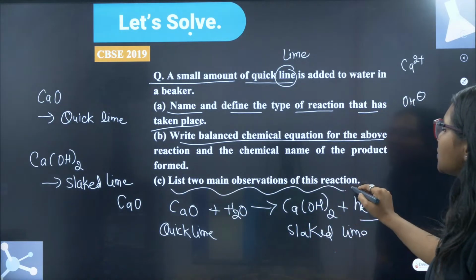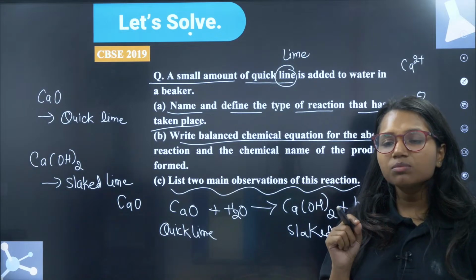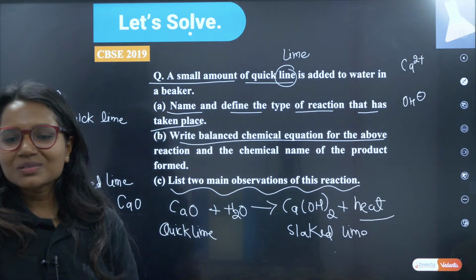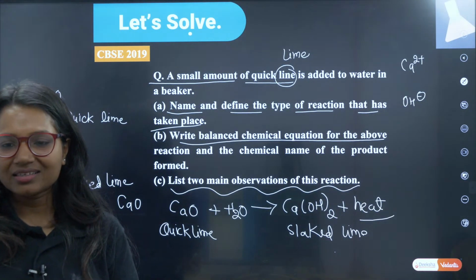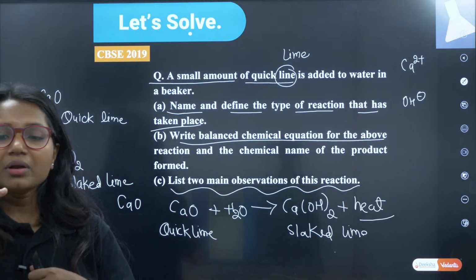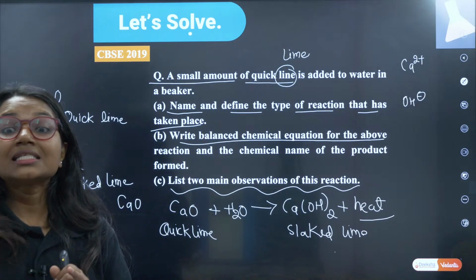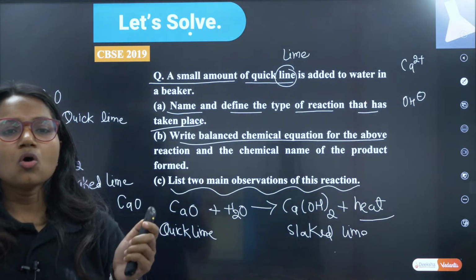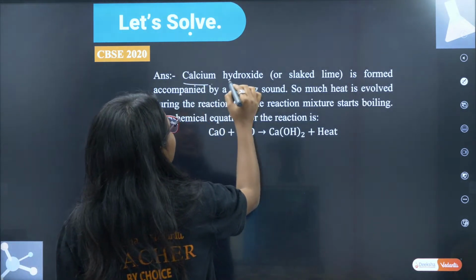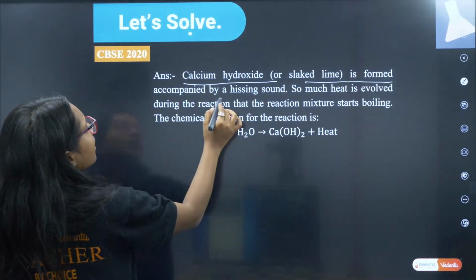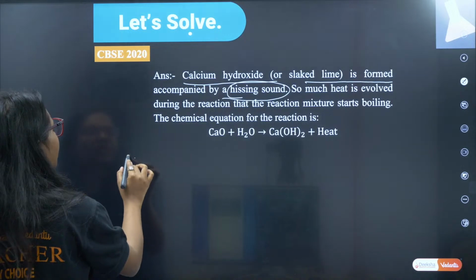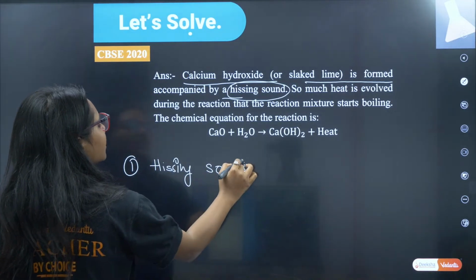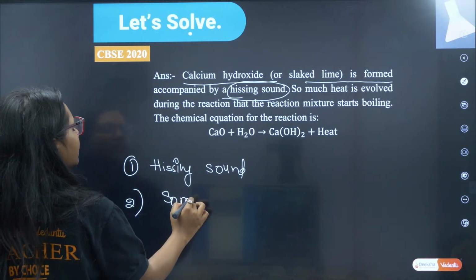List two main observations of this reaction. What is the observation? The main observation is that a lot of heat is released. Absolutely correct, Crimson. And when you put water, a hissing sound comes from this reaction. Calcium hydroxide, or slaked lime, is formed with a hissing sound. One observation is the hissing sound, and the second observation is that so much heat is evolved.